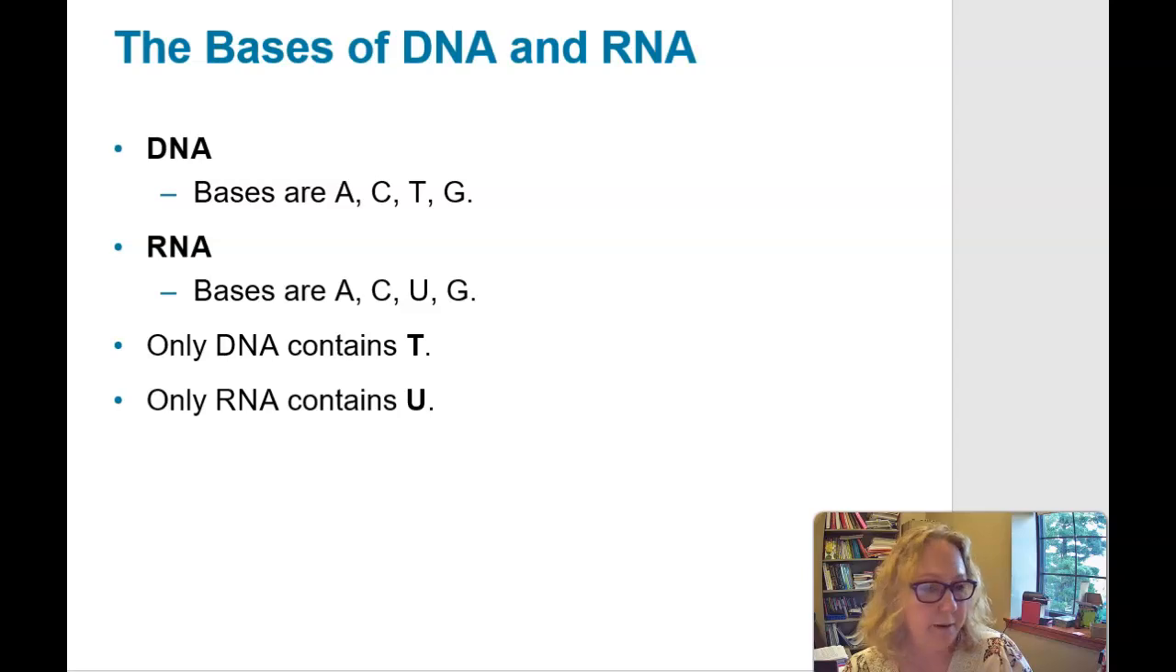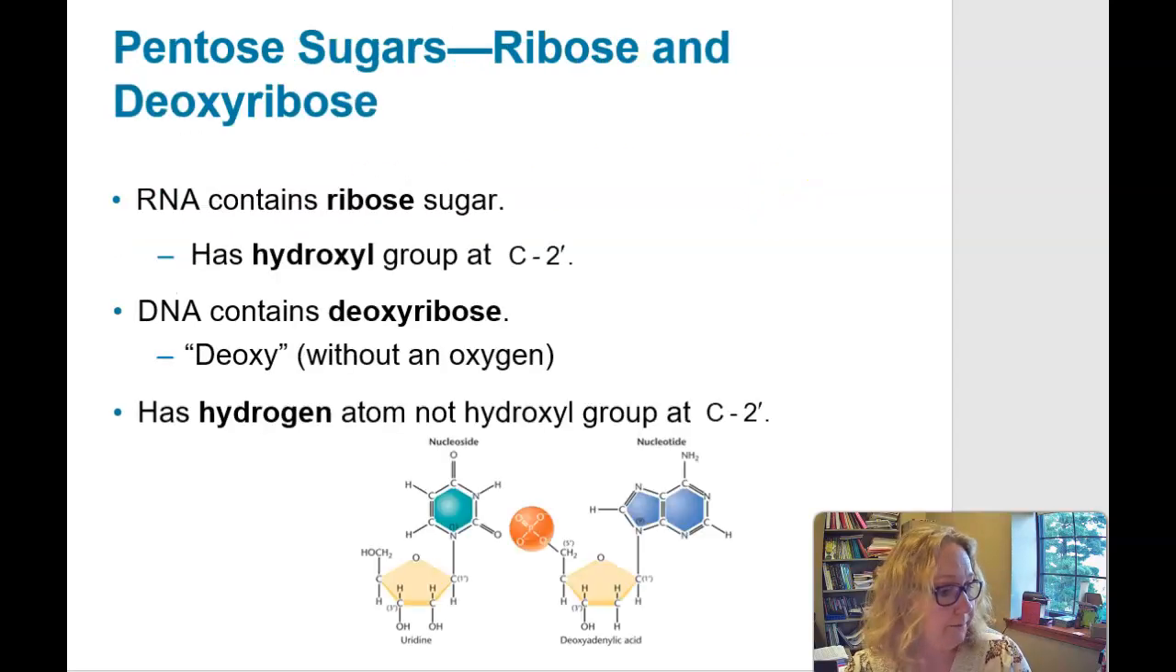Okay, bigger picture. Now, the DNA bases are adenine, cytosine, thymine, guanine. The RNA bases are adenine, cytosine, uracil, guanine. So you're going to replace your T with your U when you go to RNA. RNA contains ribose sugar. What does that even mean? It has a hydroxyl group at carbon 2.